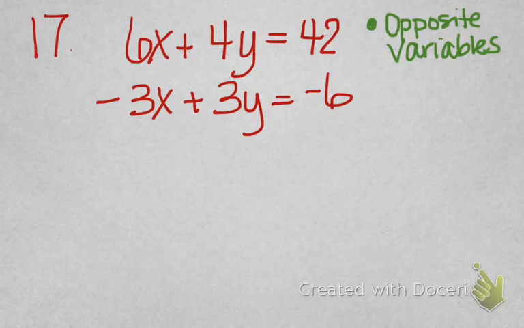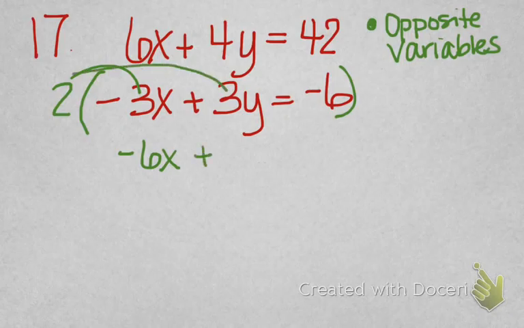And I notice that 6 and 3, well, I could easily make a 3 become a 6 if I multiply by 2. So I'm going to multiply the bottom equation by 2 and write it underneath here. So this will become negative 6x. 2 times negative 3 is negative 6. 2 times positive 3 is positive 6y. And 2 times negative 6 is negative 12. So now I'm going to erase my original equation just so that it doesn't distract us.